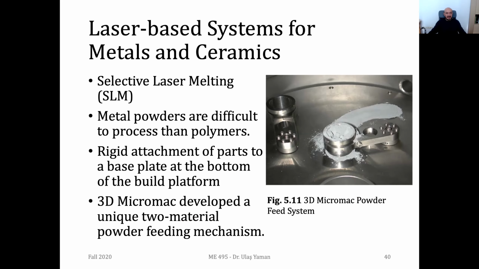Any questions, guys, about these issues related to metals and ceramics? No questions?